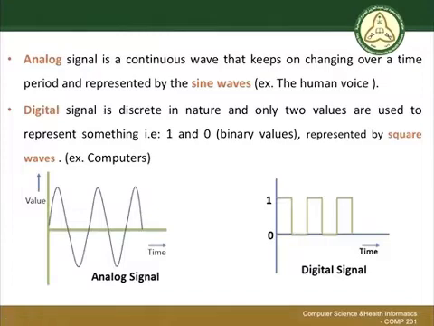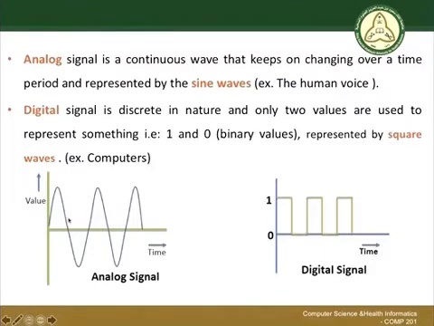In regard to digital signal, it is discrete. Discrete means that I have a finite set of value, and in case of the computer, we usually represent the information in a form of two values, and they are 1 and 0. And we represent the digital signal by the square wave.